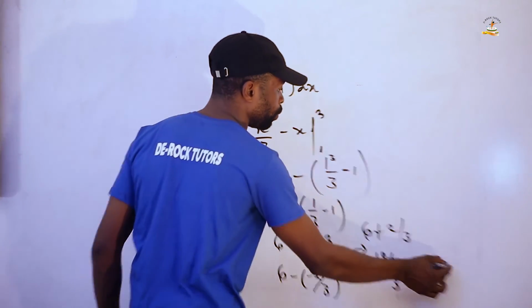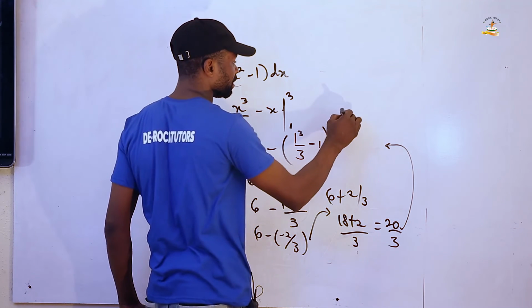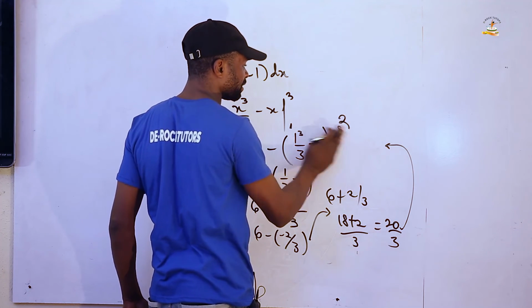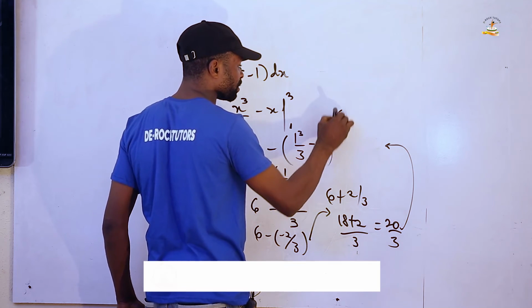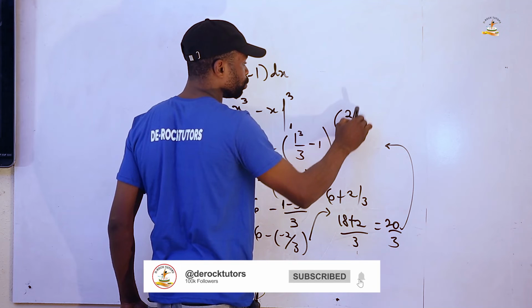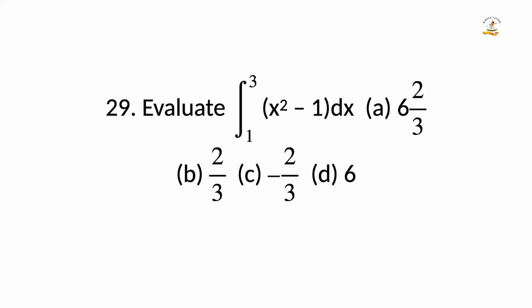Looking at this one, we can present the answer in the simplest form as a mixed number: how many times does 3 go into 20? It goes 6 times, and the remainder is 2 over 3. So the correct option is 6 whole number 2 over 3, which is option A.